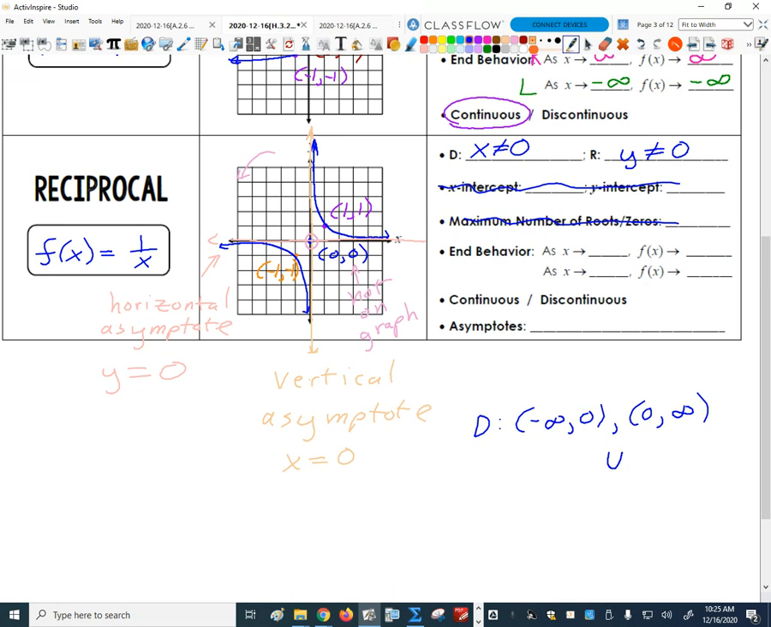Okay, so what about my end behavior this time? What's my right end behavior going to be? This is tricky. Can you make sense of this? What's my right end behavior going to be this time?